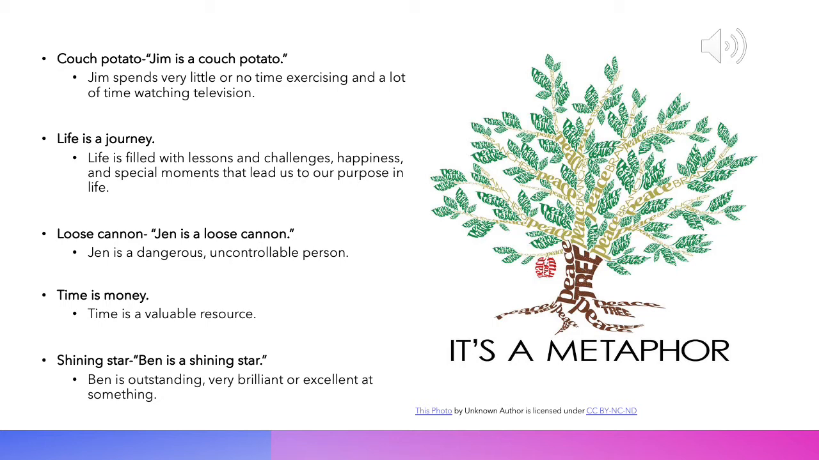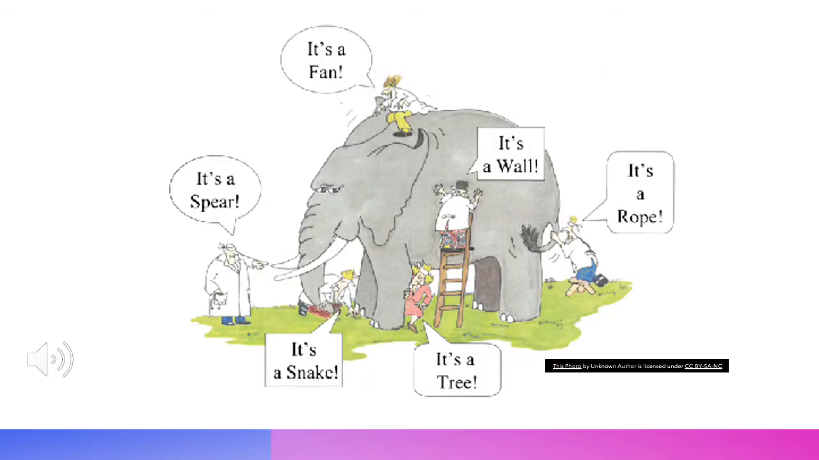Loose cannon. Jen is a loose cannon. This means that Jen is a dangerous, uncontrollable person. Time is money. This means that time is a valuable resource. Shining star. Ben is a shining star. This means that Ben is outstanding, very brilliant, or excellent at something. This is a cartoon showing different people comparing the different parts of an elephant to other objects metaphorically.